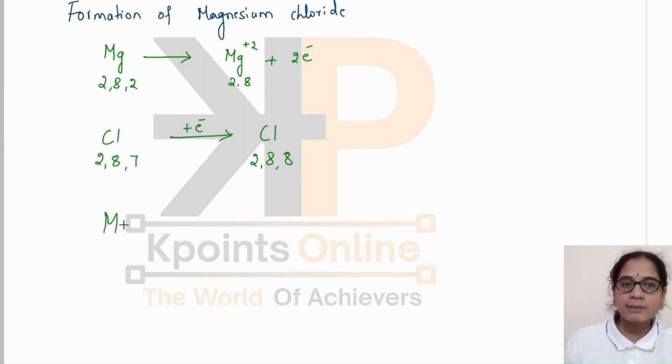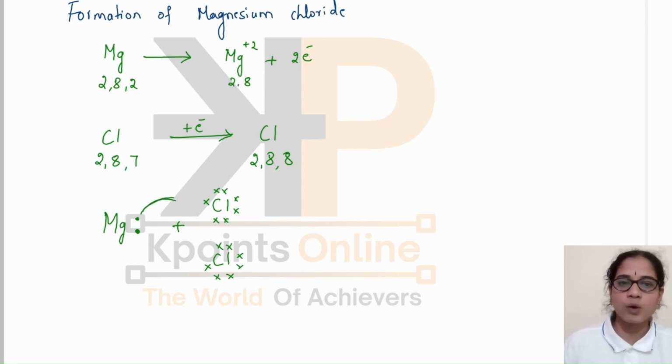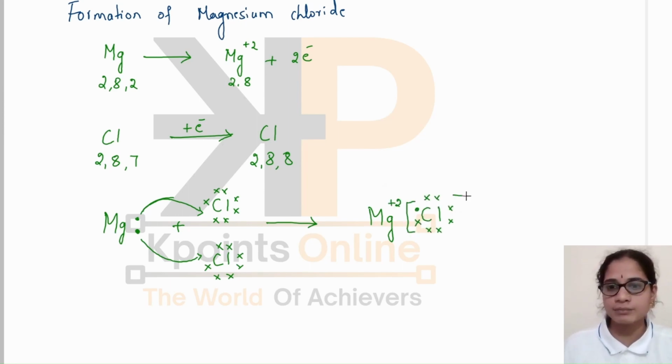What happens is one magnesium atom will donate 2 electrons to two different chlorine atoms. It has 2 electrons in its outermost shell. Now it can donate its 2 electrons to the 2 different chlorine atoms: 1 electron to one chlorine atom, 1 electron to another chlorine atom, to form an ionic bond between them. After losing electrons, it will become magnesium cation. Each chlorine will have 1 electron from magnesium, so that the formula will be MgCl2, as each magnesium atom has donated its 1 electron to 2 different chlorine atoms.